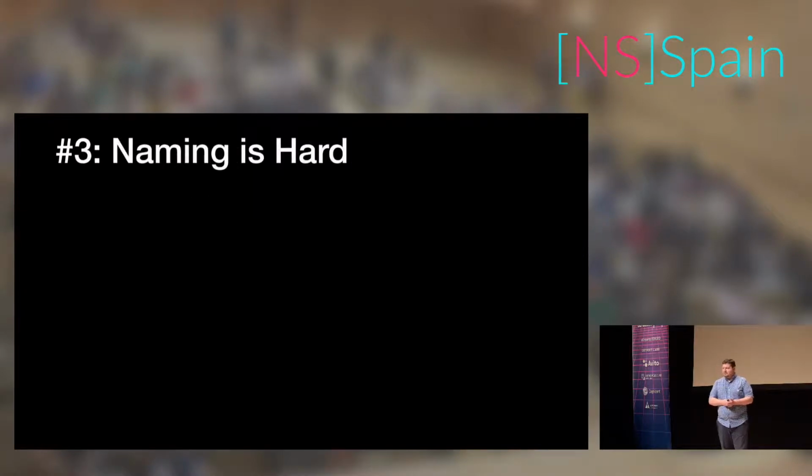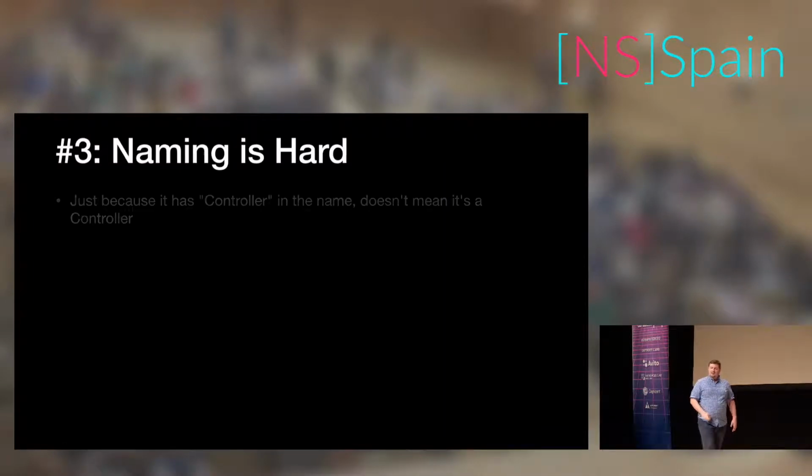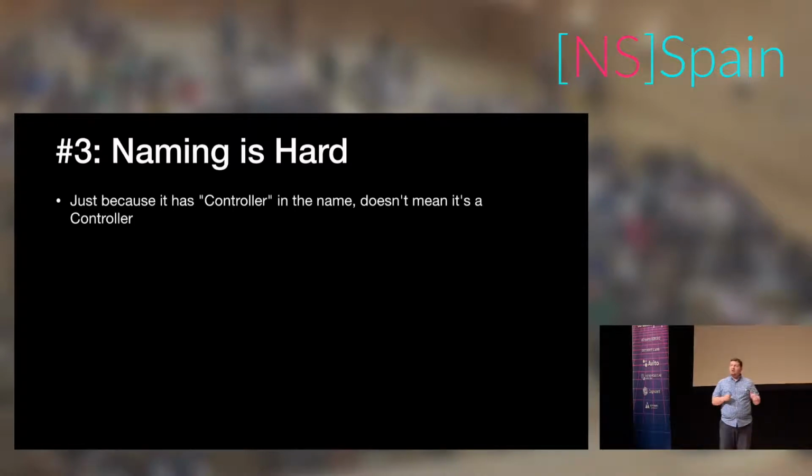Observation number 3. Naming things is hard. We know this is like one of the hardest problems in computer science. That naming things is difficult. Like, if you've ever taken a look at the Swift Evolution forums and how much time is spent deciding what we're going to call something, this is a hard problem. And one of the things I want to point out with naming is that just because it has the word controller in the name doesn't mean it's actually a controller.